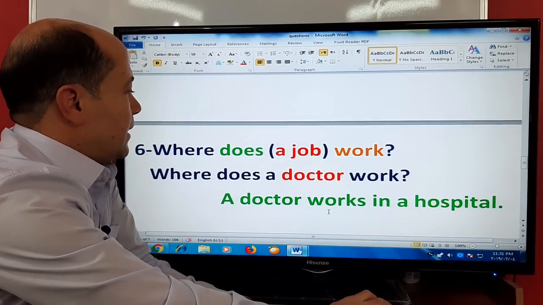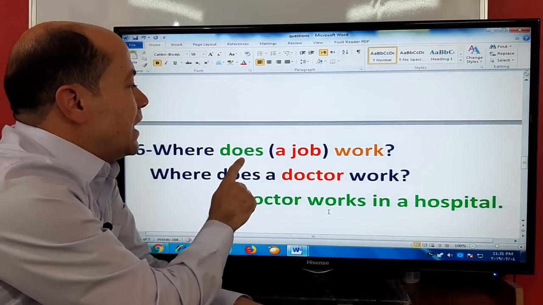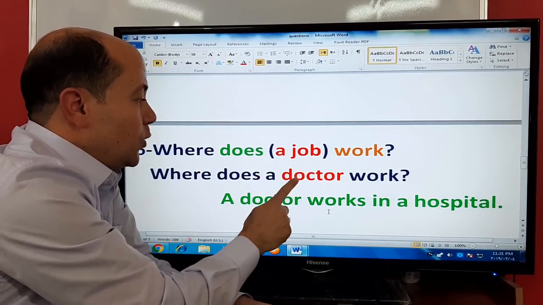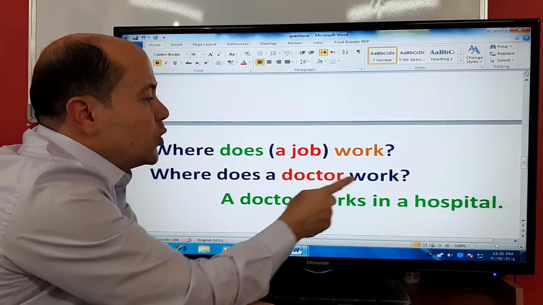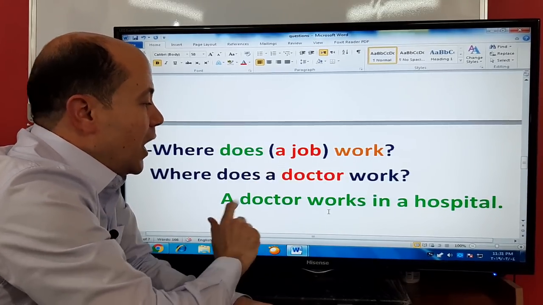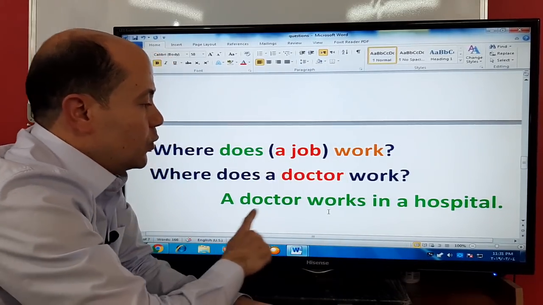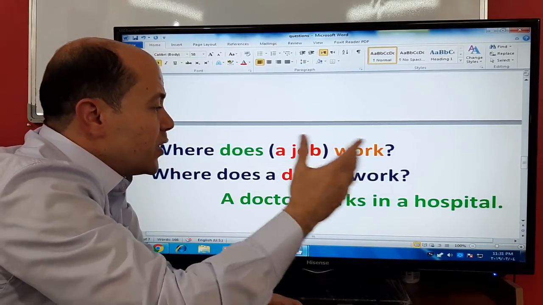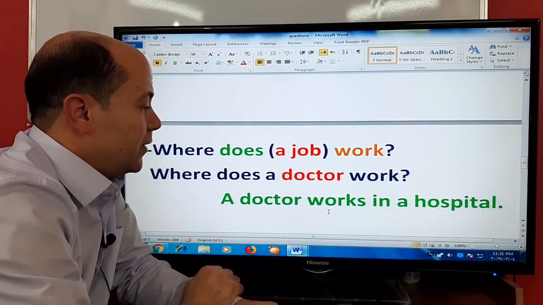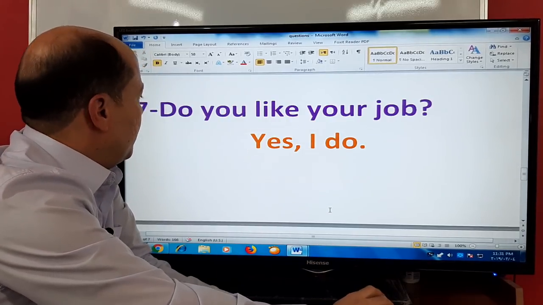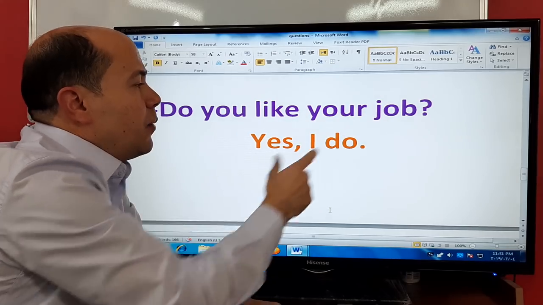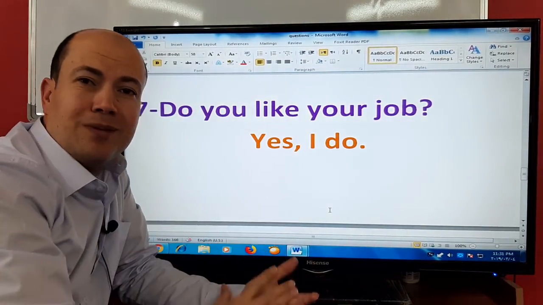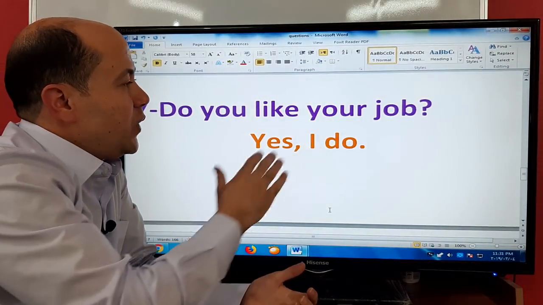Number six. Where does الجوب بتعمل؟ أين تعمل الوظيفة دي؟ يعني الدكتور المهندس. Where does a doctor work؟ أين يعمل الدكتور؟ A doctor works in a hospital. الدكتور بيعمل في مستشفى. Where does a teacher work؟ A teacher works in a school. For example، على سبيل المثال. Number seven. Do you like your job؟ هل تحب وظيفتك؟ Yes, I do.